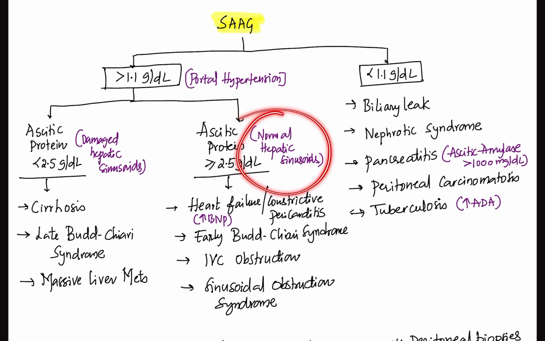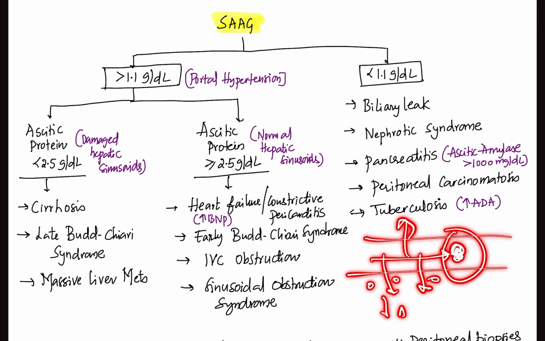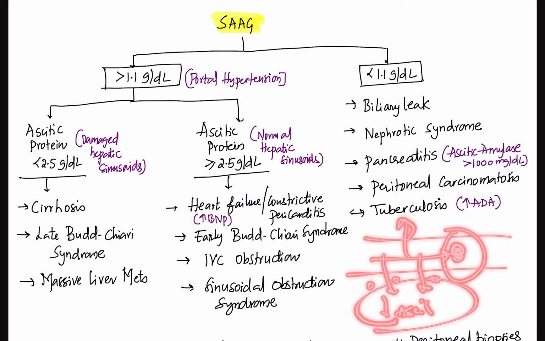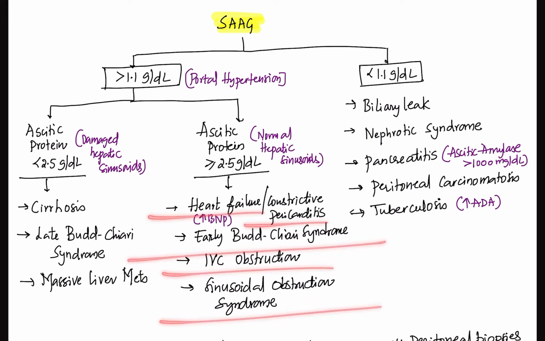So this indicates there is normal hepatic sinusoids, and the causes are heart failure, constrictive pericarditis, early stages of Budd-Chiari syndrome, IVC obstruction, and sinusoidal obstruction syndrome. Any obstruction to the hepatic sinusoid, the flow gets hampered and the pressure increases, and there will be a little bit of protein which crosses into the ascitic fluid. So that's why ascitic protein content increases. So ascitic protein more than 2.5 gram per deciliter, normal hepatic sinusoids, causes are heart failure, constrictive pericarditis, early Budd-Chiari syndrome, IVC obstruction, and sinusoidal obstruction syndrome.